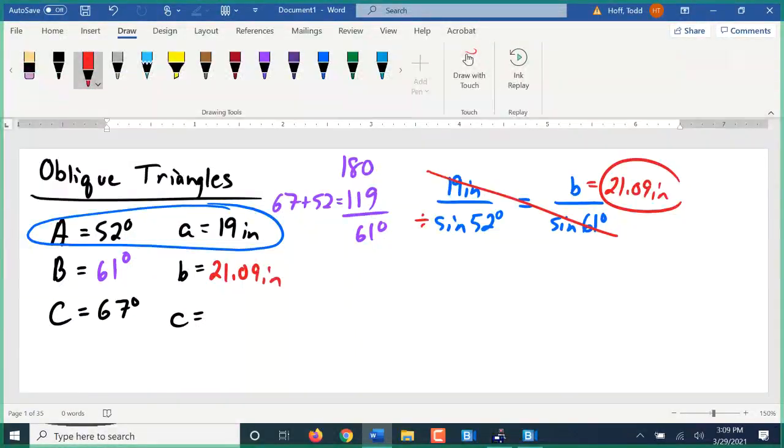Now, when we think about it, does that make sense compared to side A? A little bit bigger than 19. Do the angles match up? Yeah, it's a little bit bigger than 52 degrees. Longer side is still with the larger angle.